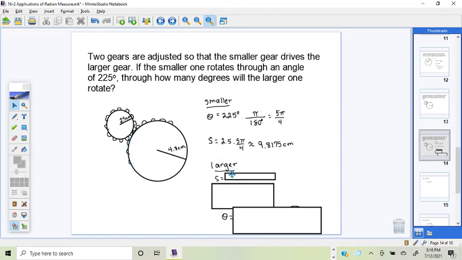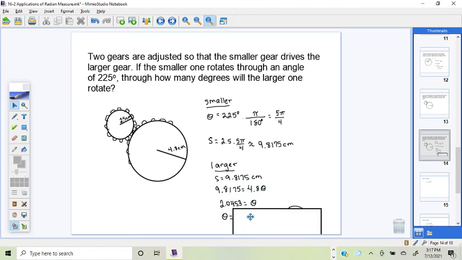Now that's not going to be through as many degrees, and let's figure out how many degrees. Our S in this case is going to be the same. We don't have to figure out how much surface was touched, because it turned this one 9.8 centimeters, so this has to also turn 9.8 centimeters along the edge. So we're going to use that same formula, S equals R times theta, but in this case, we're finding out what theta equals. Little simple algebra, 9.8175 divided by 4.8.